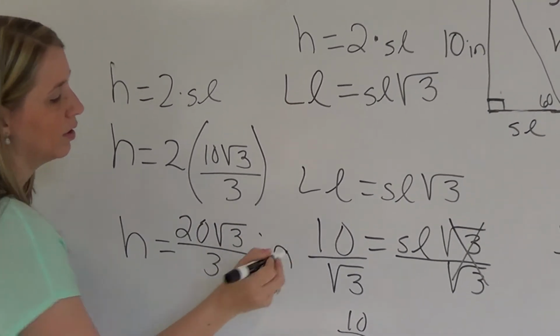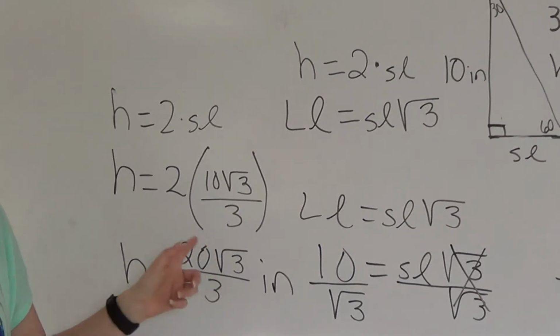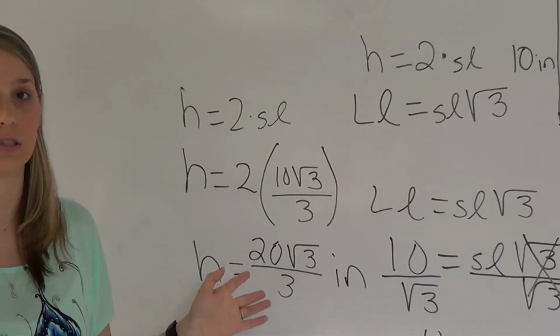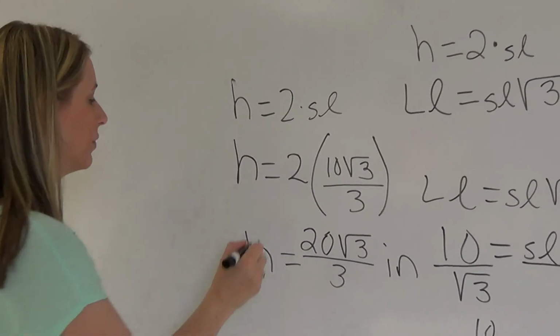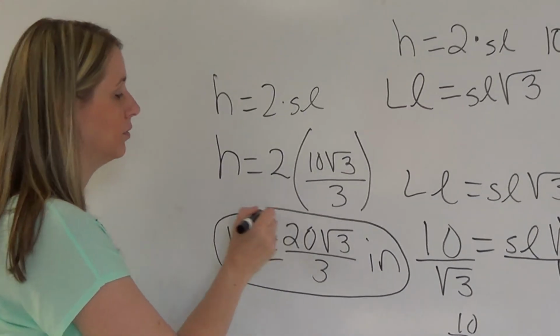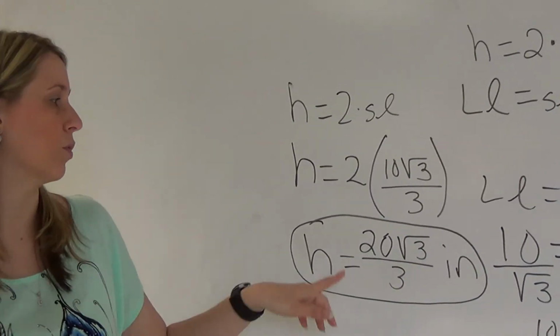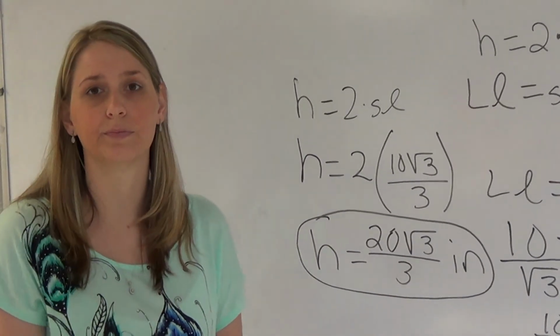inches. Now, you do need to look and make sure you can't simplify that, and 20 divided by 3 is not a whole number, so you can't simplify that. And that's your hypotenuse. If you want it in decimal form, you'd have to put all that in the calculator.